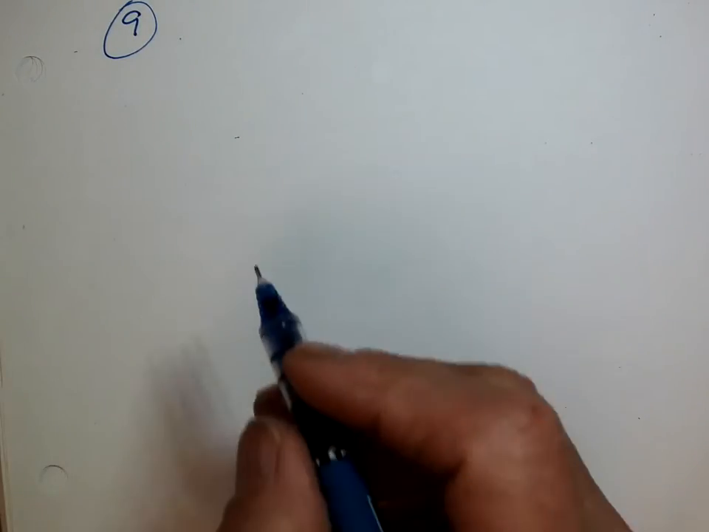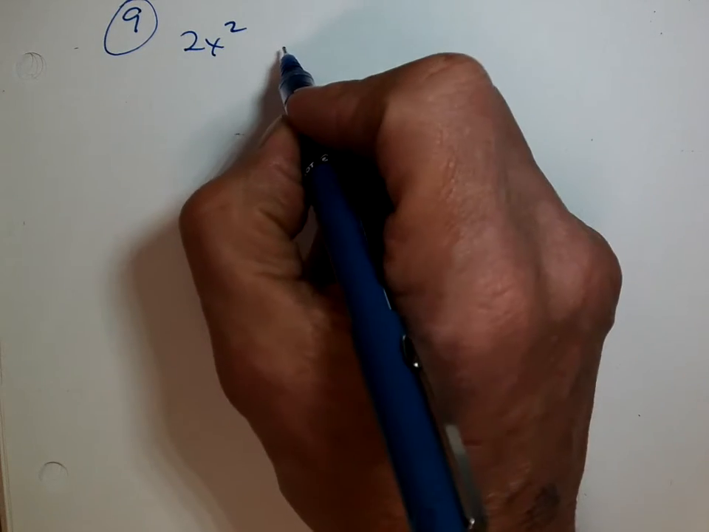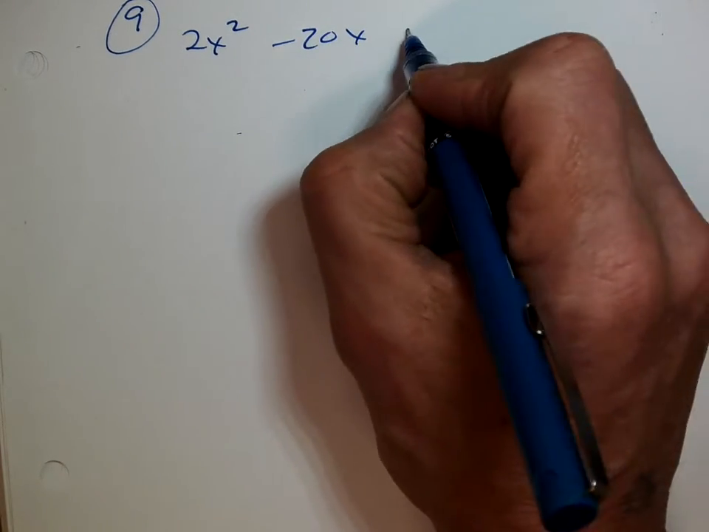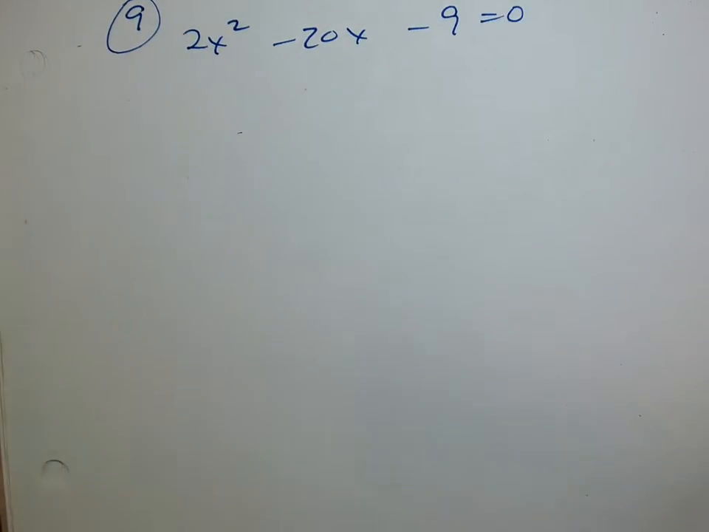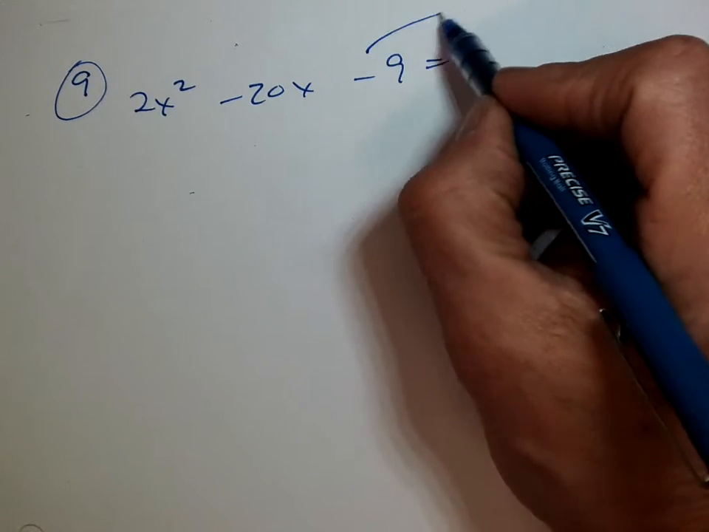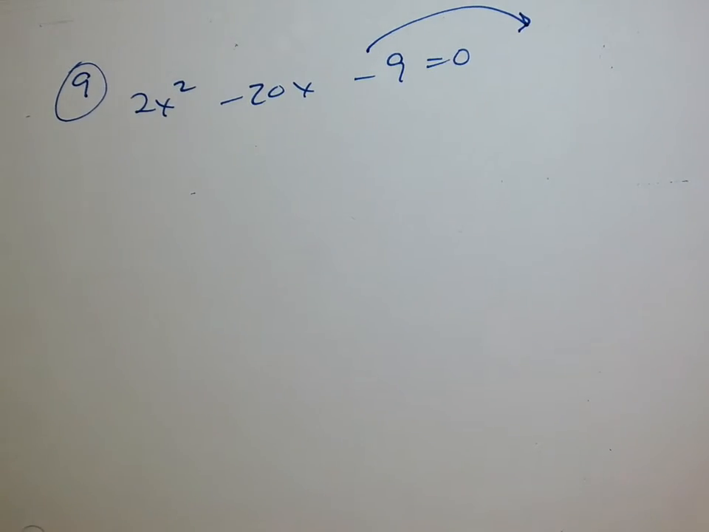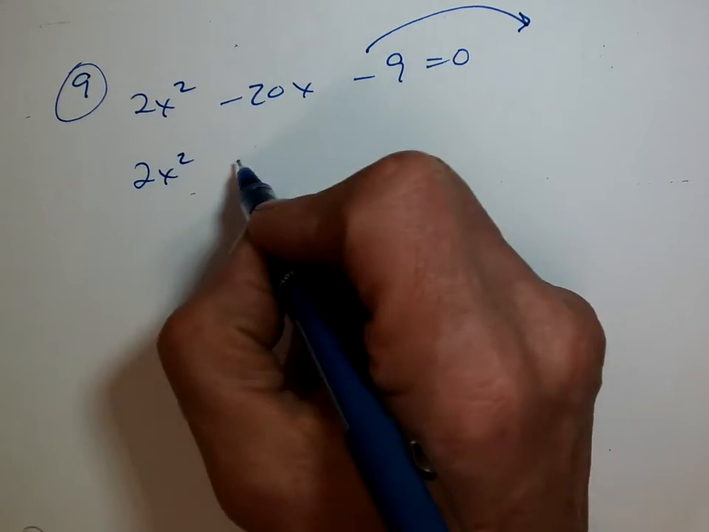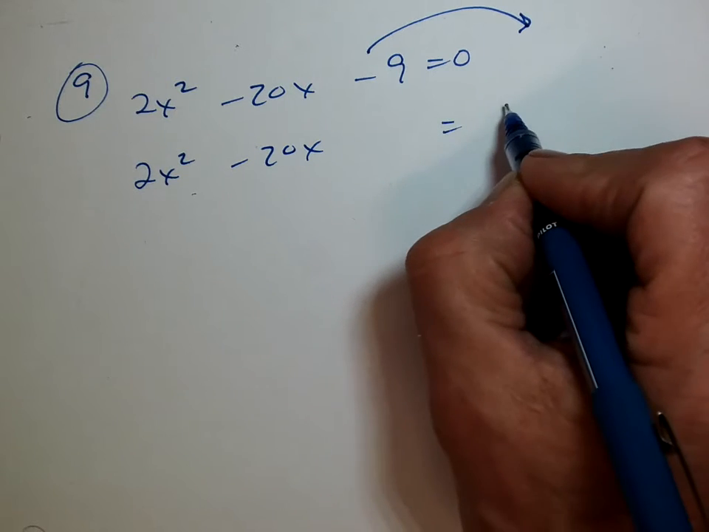Number 9. Let's see what I got. Number 9. I have 2x squared minus 20x minus 9 equals 0. Now this time, you're going to have to show it by completing the square. It's going to be part of your points. To get your points, you have to do it by what it says. So complete the square. What's step 1? Bring 9 over. 2x squared minus 20x equals 9.